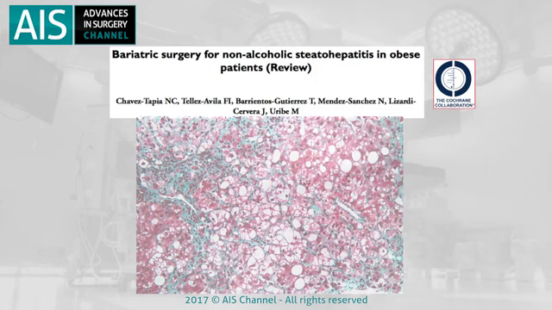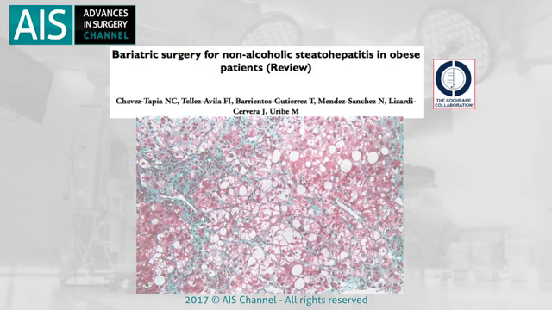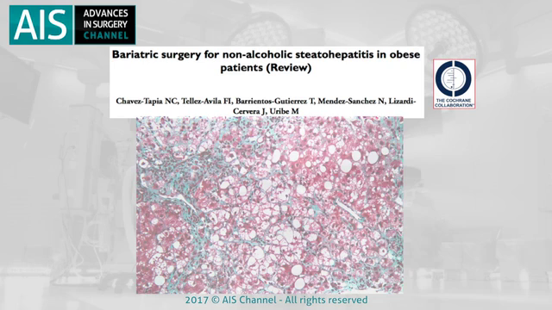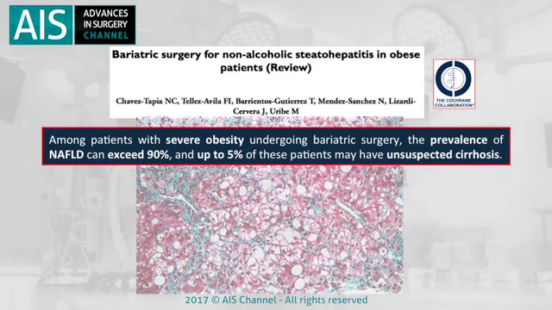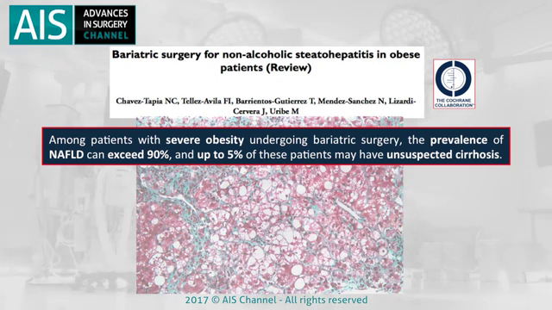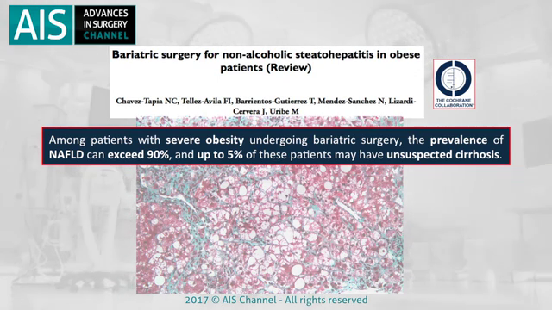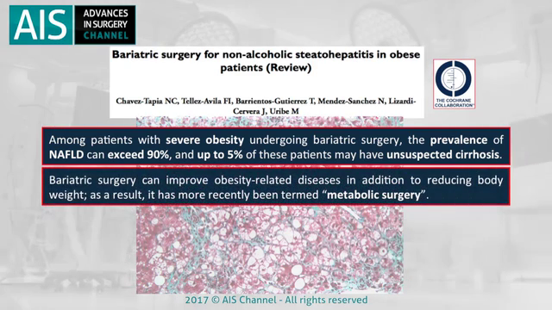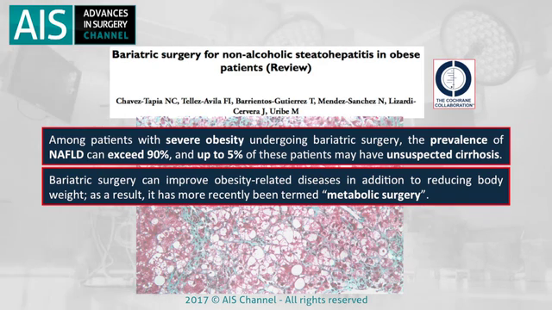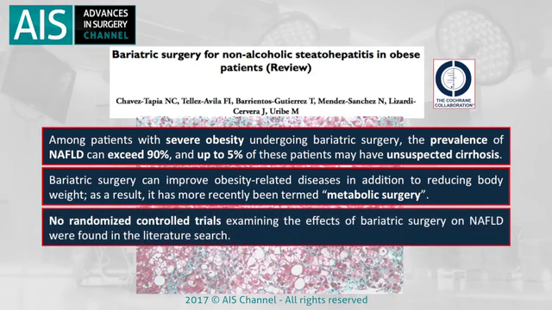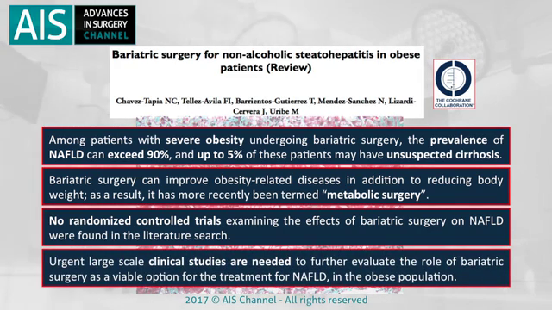Moreover, when Chavez Tapia and colleagues carried out and published a systematic review and meta-analysis following the Cochrane library requirements, they found that, among patients with severe obesity undergoing bariatric surgery, the prevalence of NAFLD can exceed 90%, and up to 5% of these patients may have unsuspected cirrhosis. Bariatric surgery can improve obesity-related diseases in addition to reducing body weight. As a result, it has more recently been termed metabolic surgery. No randomized controlled trials examining the effects of bariatric surgery on NAFLD were found in the literature search. Large-scale clinical studies are urgently needed to further evaluate the role of bariatric surgery as a viable option for the treatment of NAFLD and the obese population.